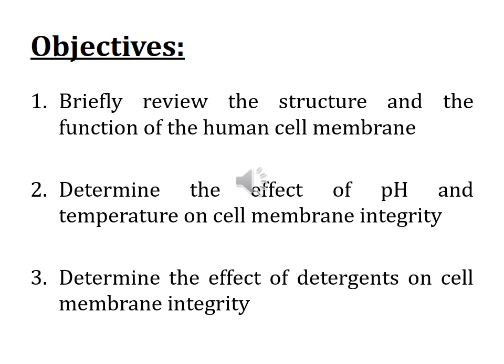Alright, so we have 3 objectives for today. The first objective is to briefly review the structure and function of the human cell membrane. So we can say cell membrane or plasma membrane. They are synonymous. The second objective is to determine the effect of pH and temperature on the cell membrane integrity. The third objective for today is to determine the effect of detergents on cell membrane integrity. So all of these factors, pH, detergent, and temperature, are external factors. We will see how these factors can disrupt the plasma membrane.